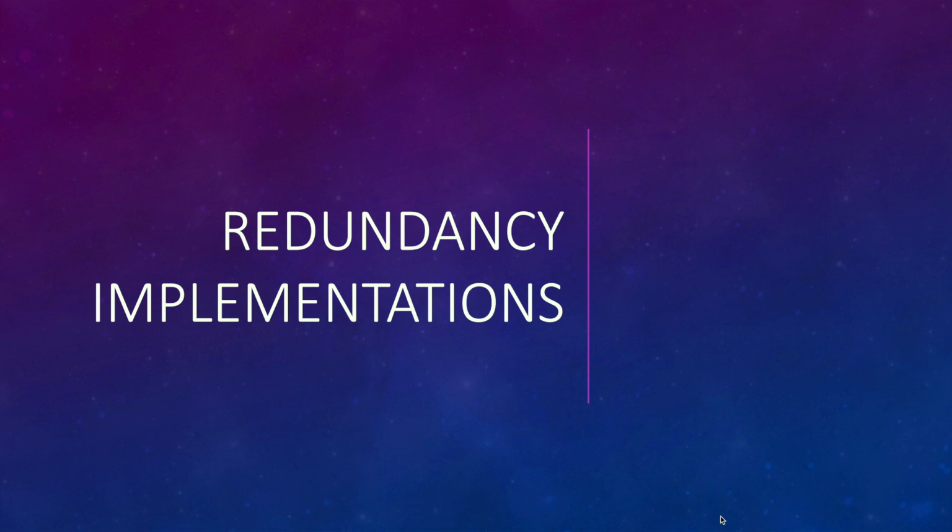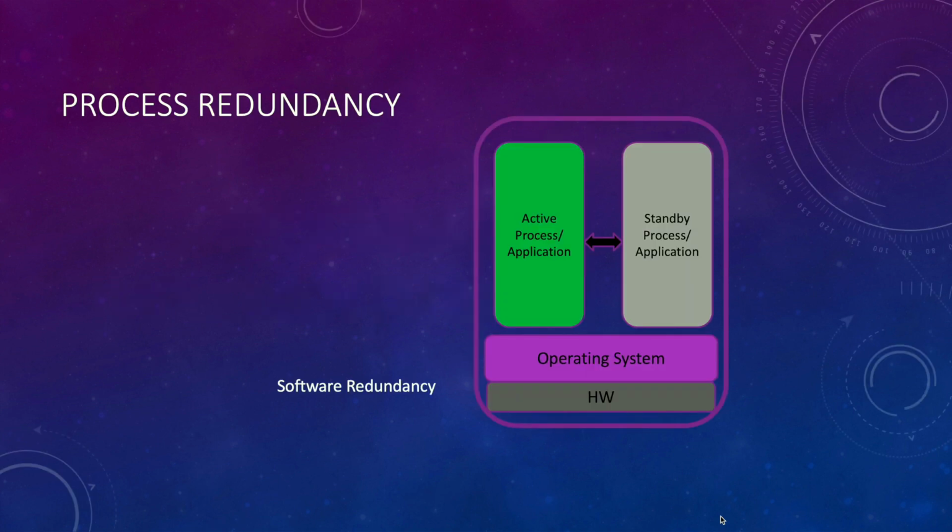Now let's see some typical redundancy implementations in systems. The simplest form of redundancy implementation is having an active process and a standby process running in the same system. Both these processes will be running in the same operating system, and while the active process will do all the tasks, the standby process will just keep maintaining the state of the active process and be ready to take over if the active process crashes. The advantage here is there is no redundant hardware, or rather, one does not have to invest in additional hardware.